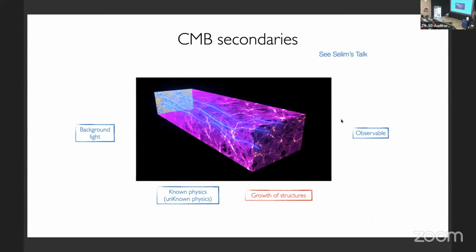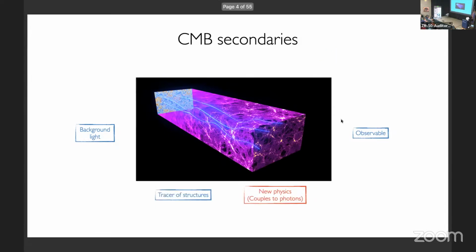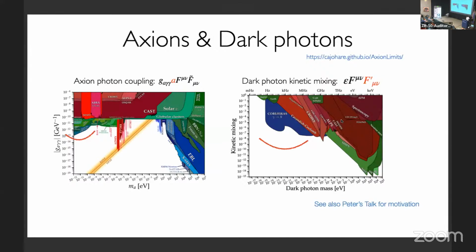So mostly we have been using these secondary anisotropies to learn about the growth of structure, and from that learn about either known physics like gravity or unknown physics that we're trying to constrain. So here we'll be using them quite differently. We'll be looking at different tracers of structures, the galaxies we already observe, and use them as tracers to learn about new physics, especially those that can couple to photons. And for new physics, I'm mostly talking about the light dark sector, which includes axions and dark photons as two prime examples. And these are basically the particles that Peter talked about on Monday.